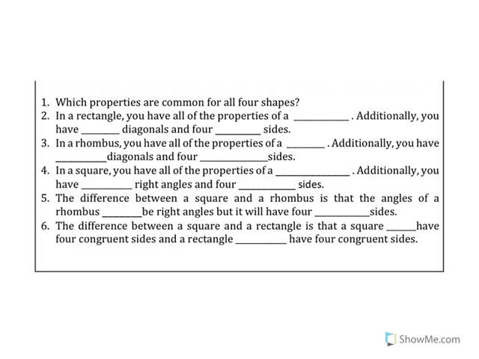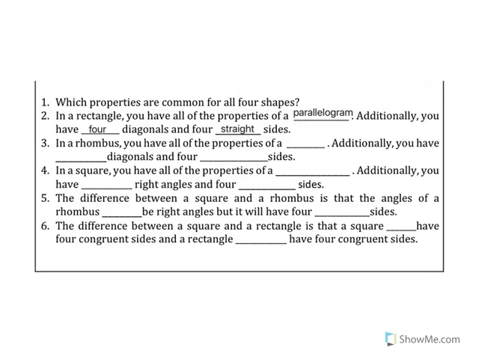So which properties are common for all 4 shapes? Well, we've kind of talked a little bit about that. In a rectangle, you will have all of the properties of a parallelogram. Additionally, you will have 4 diagonals and 4 straight sides. A rectangle is a parallelogram but with extra pieces.